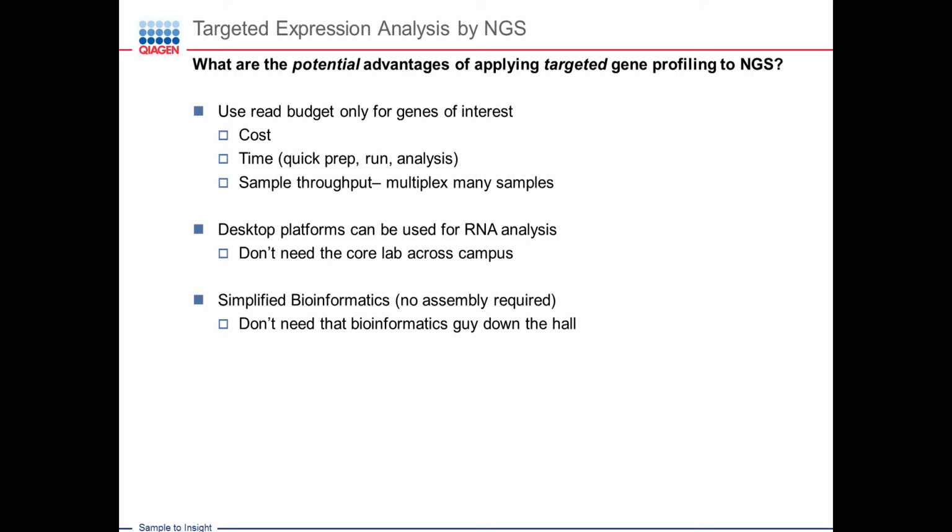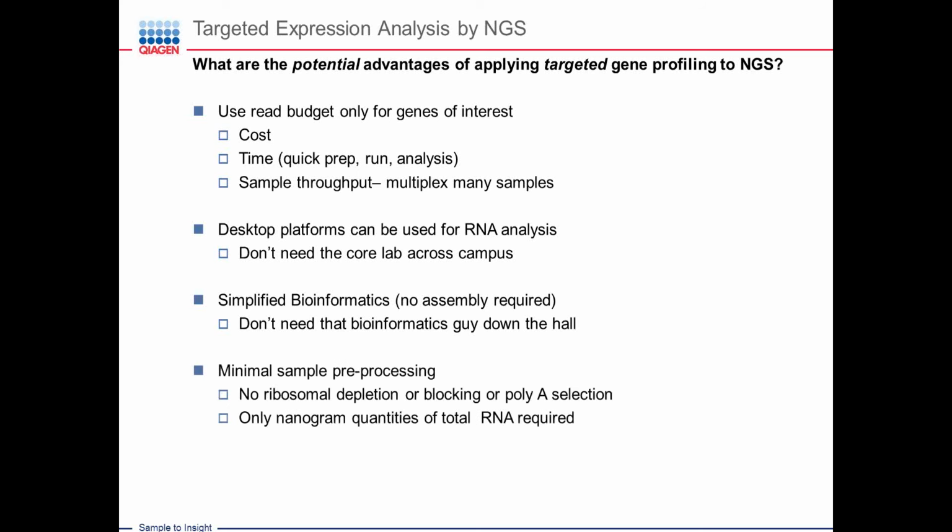In addition, we do essentially no sample pre-processing, so there's no ribosomal depletion or blocking or poly-A selection or anything like that that goes on. You're using total RNA. And for a typical panel, we're using nanogram quantities. Our default amount of total RNA that we use for a panel is 10 to 20 nanograms of total RNA. You can use less, you can use more, and as I'll show you, when you're using random molecular barcodes, you know exactly what you've got. So you can use picogram amounts of RNA.